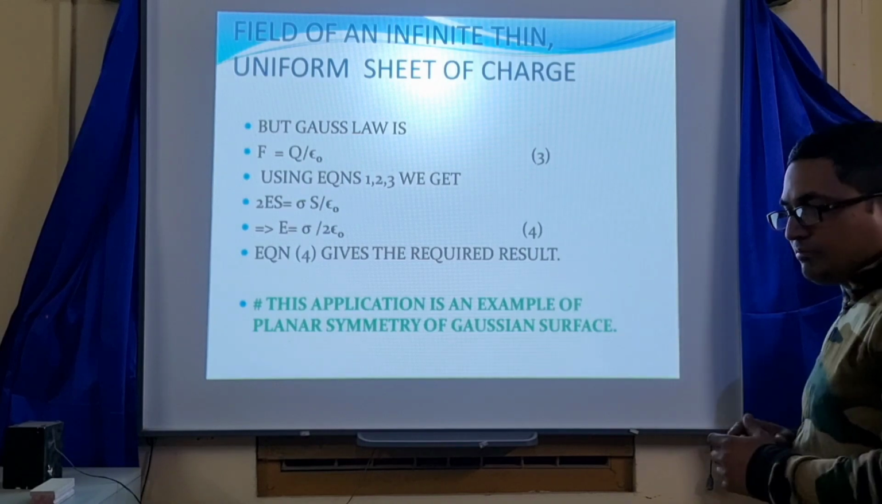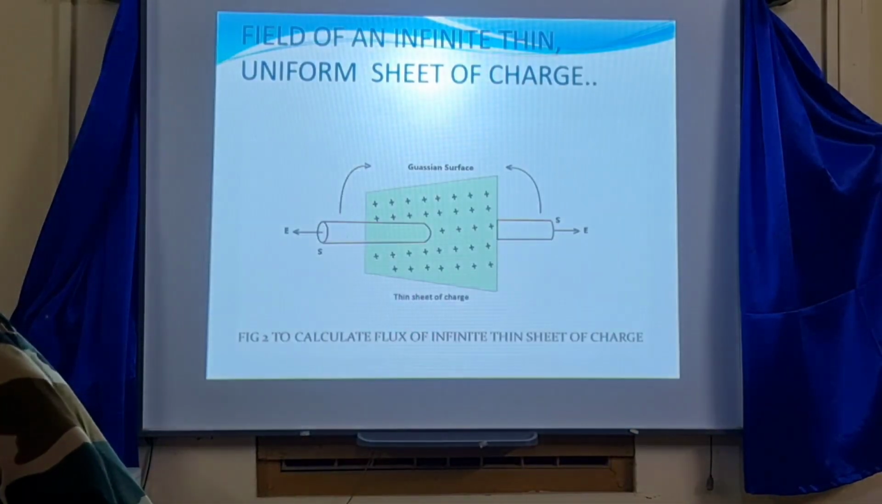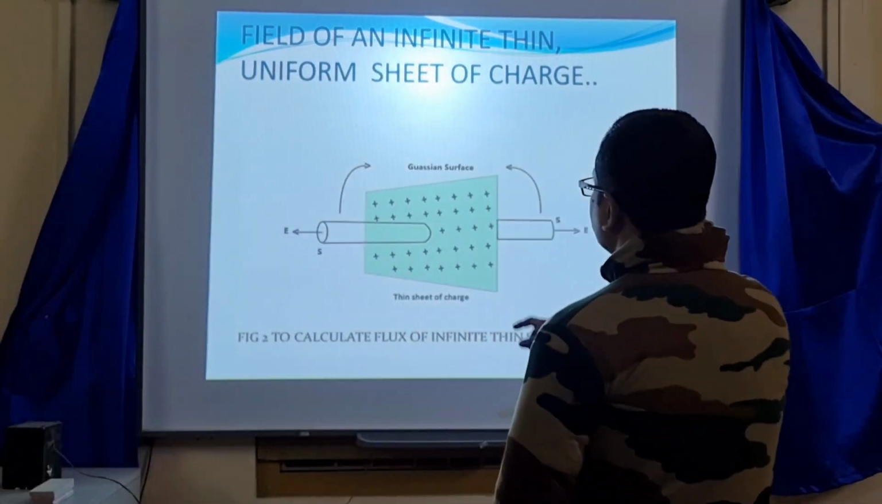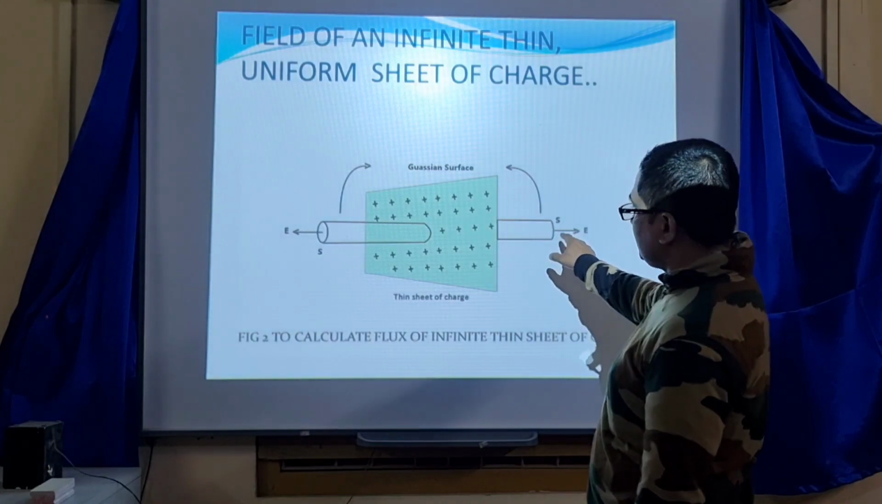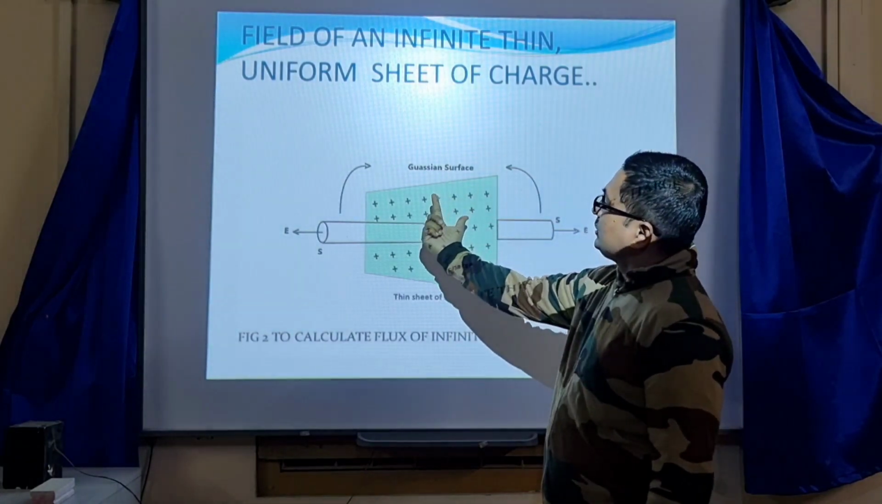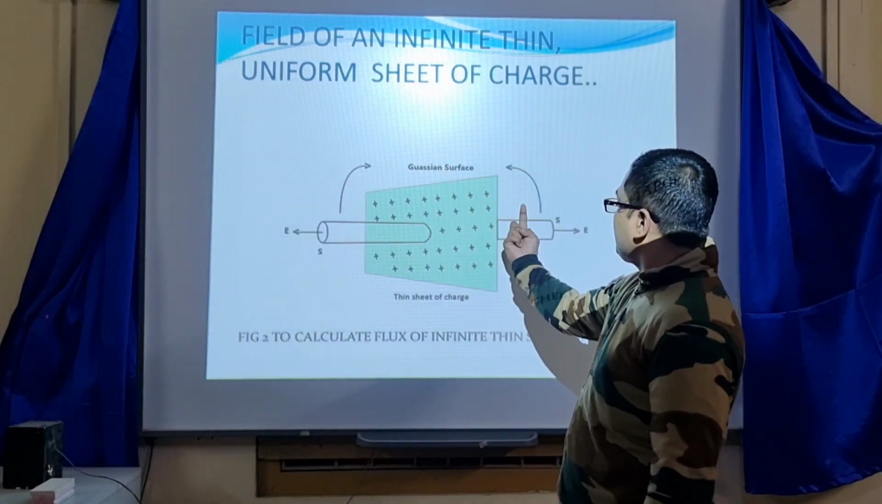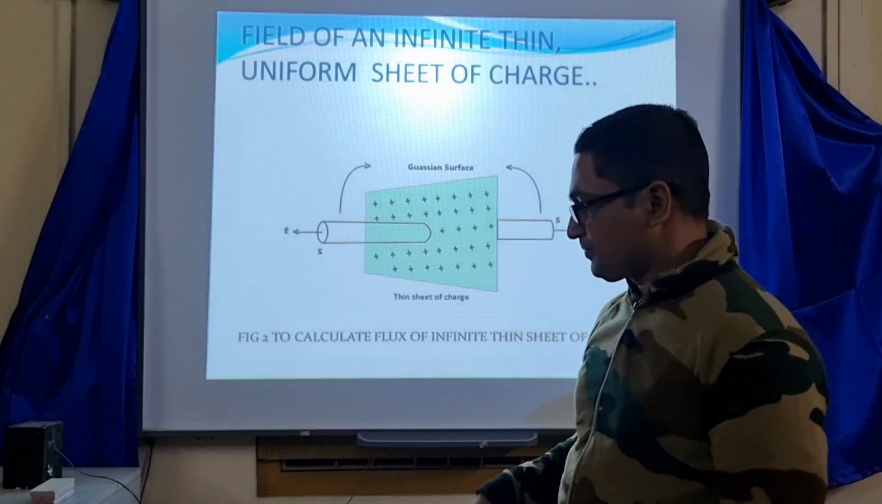So in this particular example, if you go back to figure number 2, you can see that only the end faces have contributed flux because the angle theta is equal to 0. But this curved surface is at an angle of 90 degrees to the electric field. So that's why this particular curved surface has no contribution to the flux.